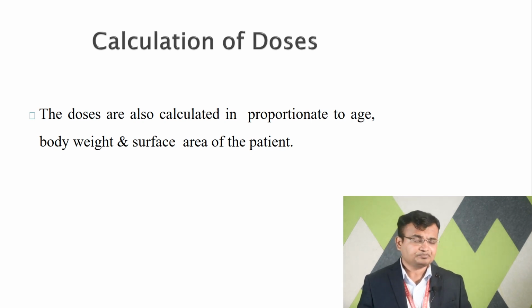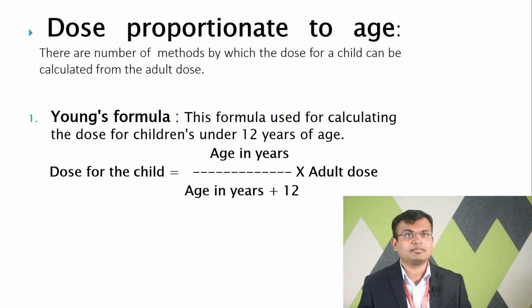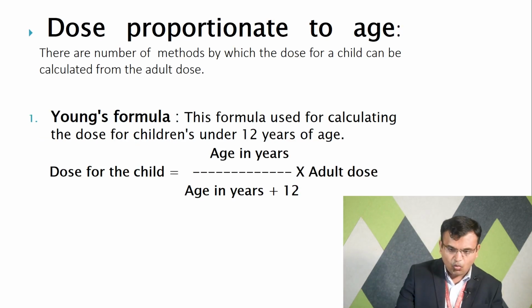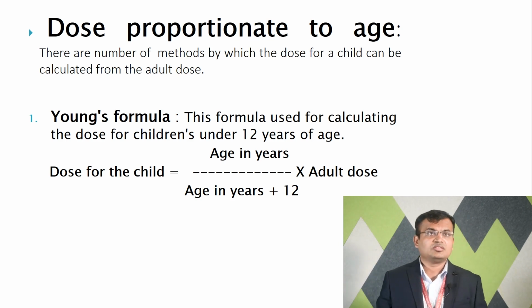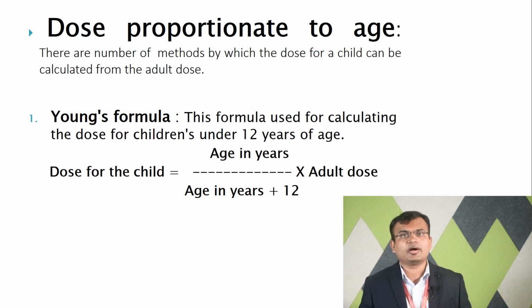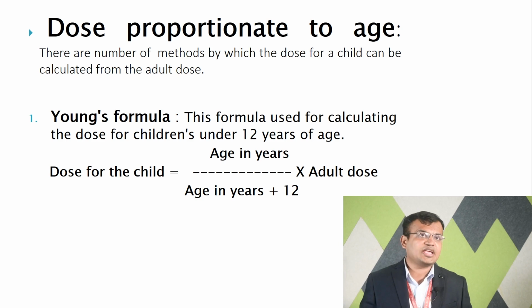So what I'm trying to say, it is already available in the market, but simultaneously if you want to count the appropriate dose which is needed for the particular subject or the patient, these parameters are calculated. So let's see what exactly are the different formulas which will help us to get the dose. Basically these doses are given for children by calculating it from the adult dose, the dose appropriate to the age. There are a number of methods by which the dose for the child can be calculated.